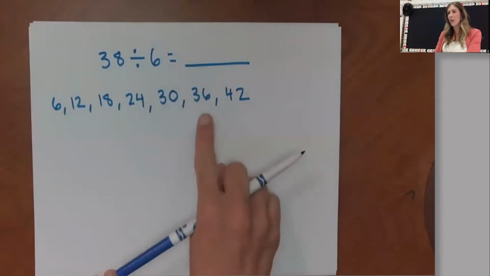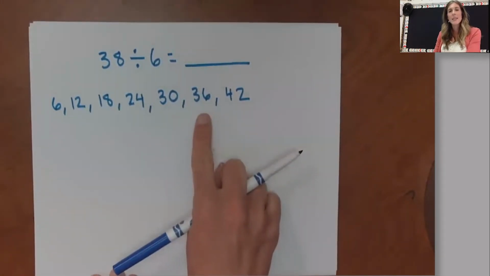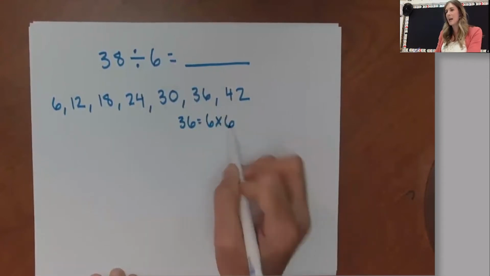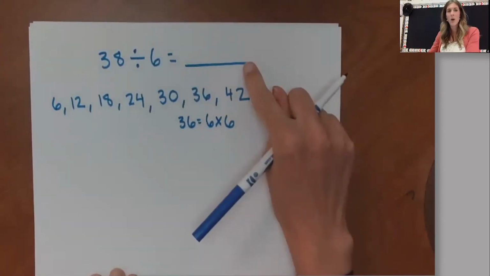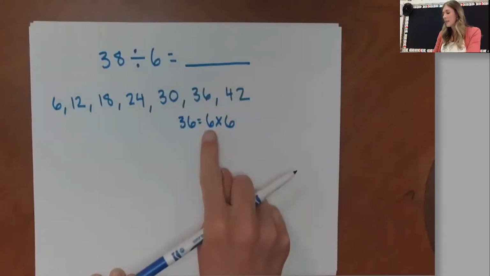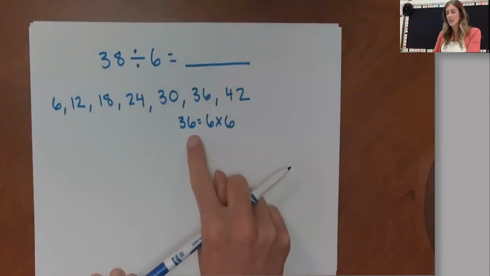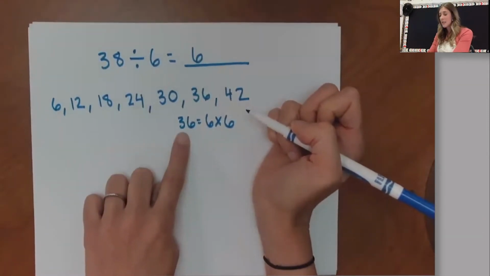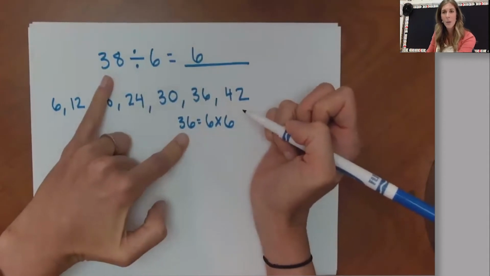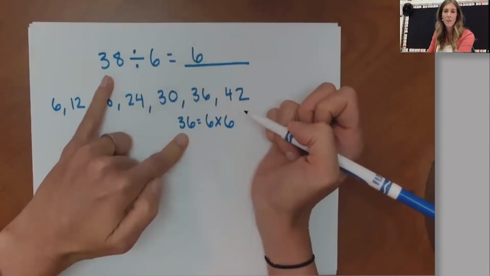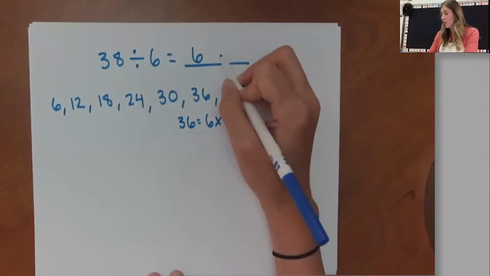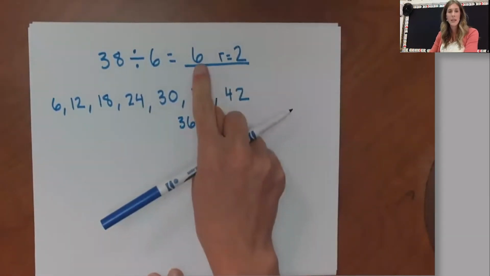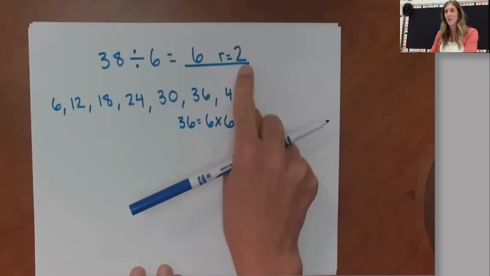So let's go back to this 36. 36 is 6 times what number? Very good. 36 is 6 times 6. So we can use this to help us solve our 38 divided by 6. We know that 6 groups of 6 is 36. So they can give each friend 6 cookies. But 36 isn't equal to 38. So what does that tell us? Very good. We're going to have 2 cookies left over because Holly wanted everyone to get the same amount. So if she gives everyone 6, including herself, there'll be 2 cookies left over.